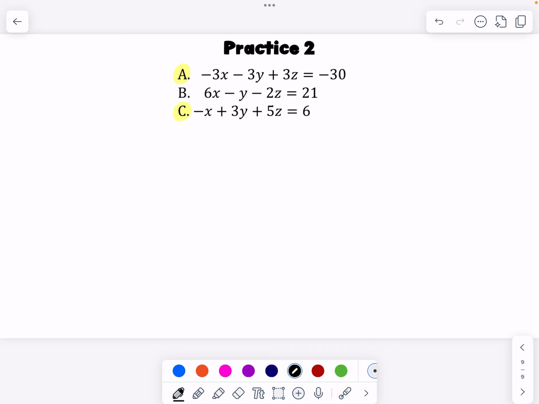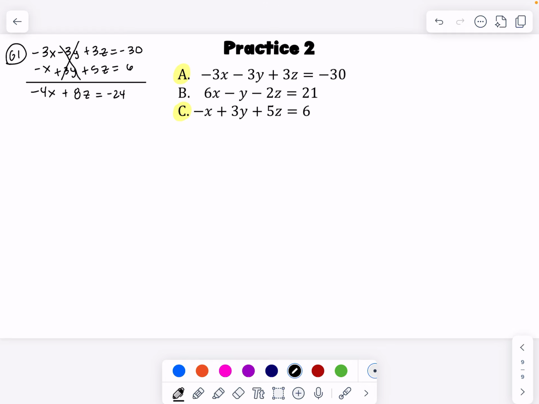So I'm just going to take them out to the side. I'm going to label this goal 1, and I'm going to write that entire equation. So negative 3x minus 3y plus 3z is equal to negative 30. And then negative x plus 3y plus 5z is equal to 6. And using elimination, I can combine these. It's going to give me negative 4x. These eliminate because they are equal and opposite. Plus 8z is then equal to negative 24.